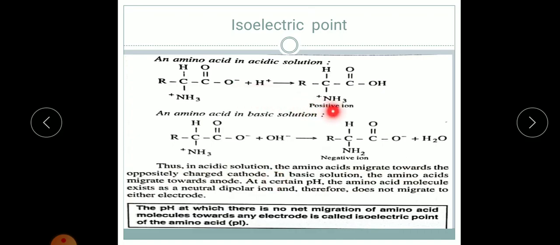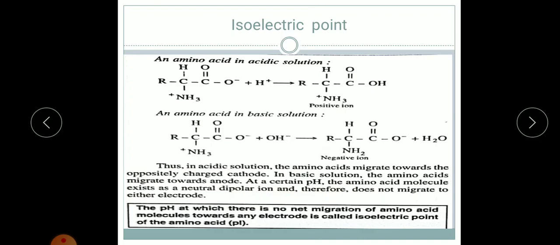In acidic solution, what happened? We have formed a positive ion. So the positive ion will move to the oppositely charged negative electrode, that is the cathode, whereas the negative ion will move to the anode. So in basic solution, the amino acids migrate towards the anode. Now at a certain pH, the amino acid molecule exists as a neutral dipolar ion and therefore does not migrate to either electrode. So at a certain pH, the amino acid does not migrate either towards the anode or towards the cathode.